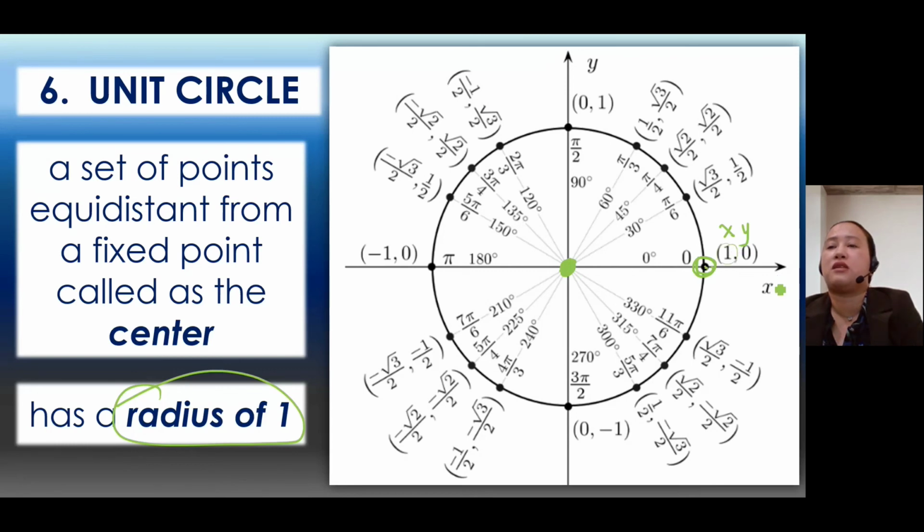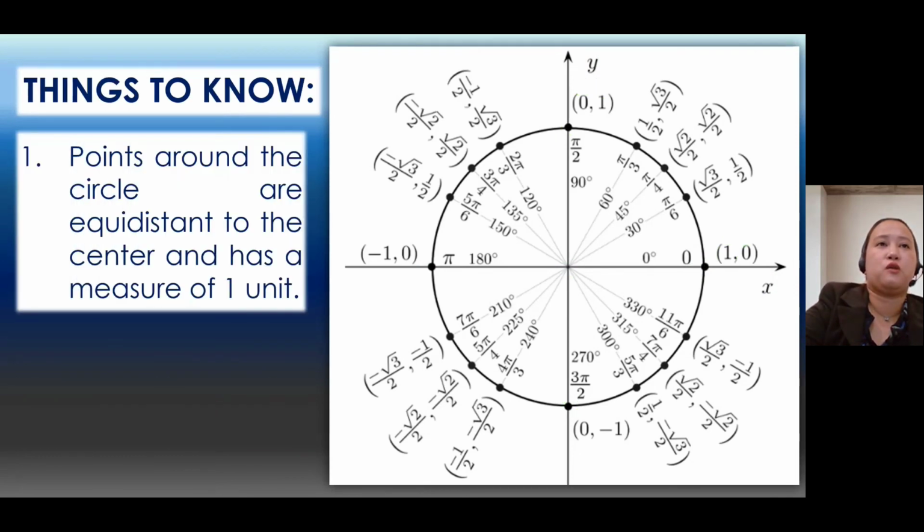So since this is our x-axis. Okay, then same with this point along the y-axis. So the coordinates are 0 and 1. 0 is for x, 1 is for y. So it means that from the origin up to this point along the y-axis, the distance is 1. So same with these two other points here. So that is actually the characteristic of a unit circle. The radius is 1. So unit. Okay. So what are the things to know?